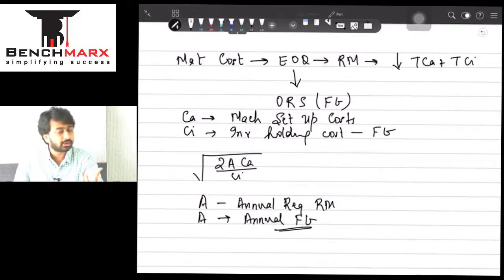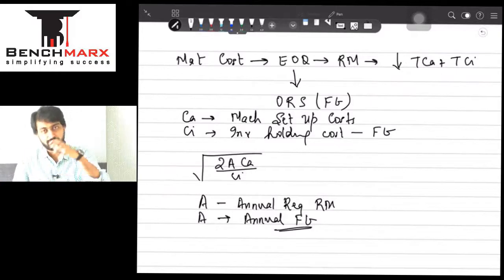CA in the previous part was ordering cost. CA in this part is going to be the machine setup cost, the cost per setup. In the previous part CI was the inventory holding cost of the RM. In this part the CI is the inventory holding cost of the FG. In the previous part we get how many goods are to be ordered at one time. In this case we get how many goods are to be manufactured at one time. Exactly the same. CA, CI, A, 2, everything is the same.